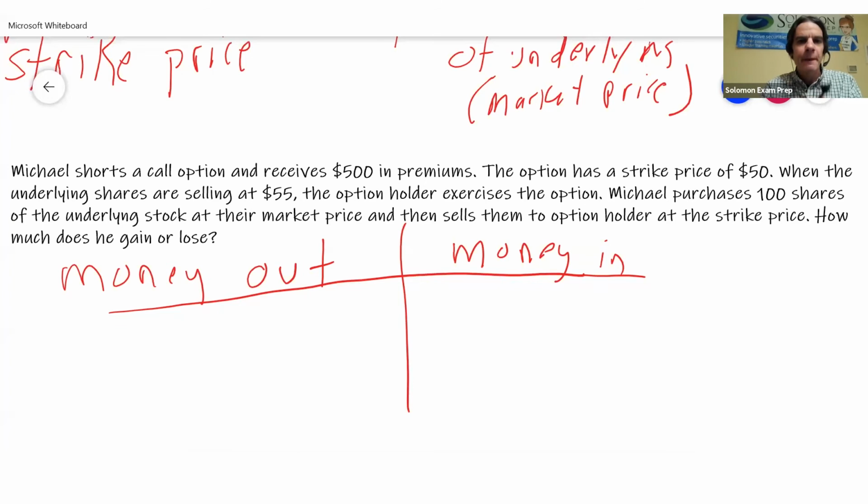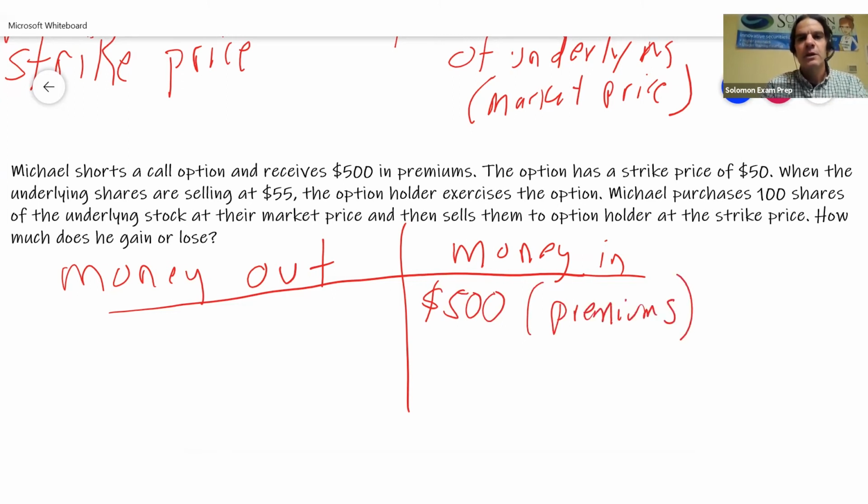All right, so I'm going to start on the right this time, because the first thing that happens is he receives money. So let's start on the right. So money in. He shorts the call option and receives $500 in premiums. All right, so that's the $500 premiums. He takes that in.